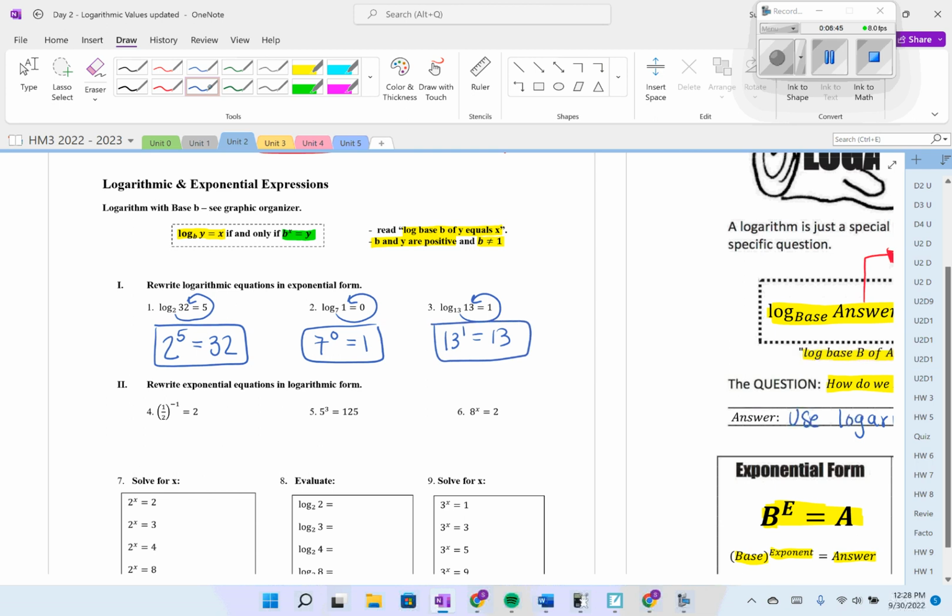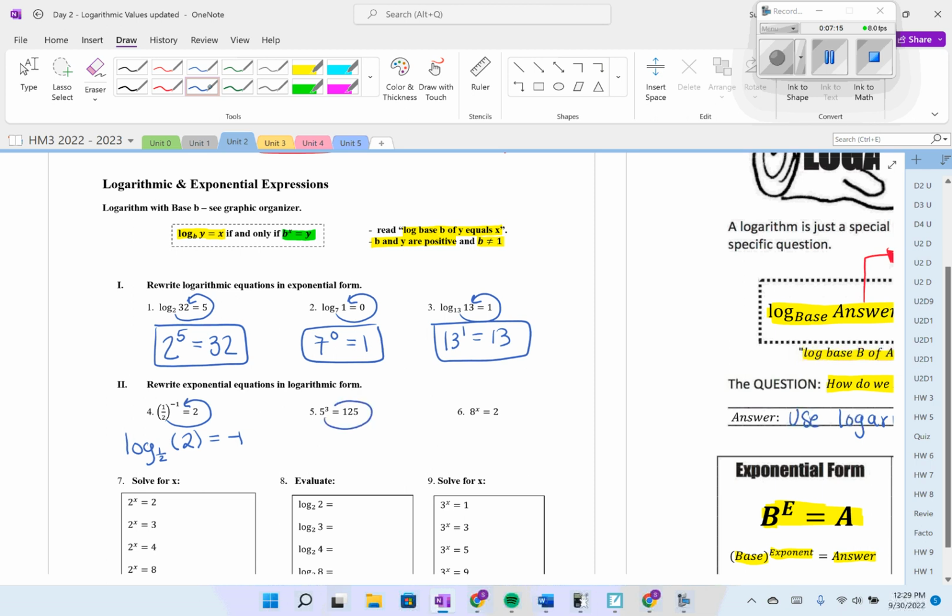So now go ahead and do the next 4, 5, and 6 problems. Take a minute to pause the video and then unpause it when you're done. So for question 4, if we loop it around, the log, the base stays the base, so it's 1/2. And remember, it's a subscript, so it should look smaller. So log base 1/2 of 2 is equal to -1.